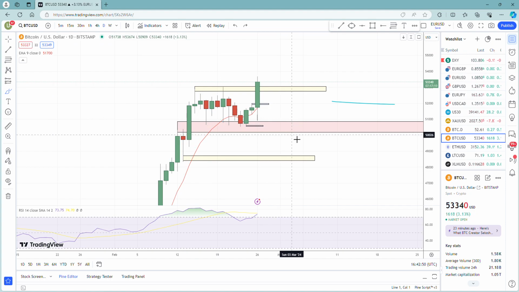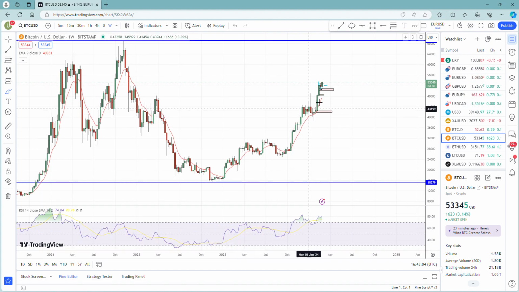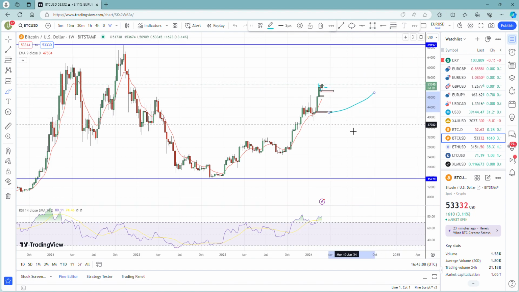Let me just remove the drawing so it's quite clear. I told you price would get to this point here, which it was in my last video, and retrace back. It's now back to this daily level, and price we expect to go up. Where do we expect it to go up? Well, I'll show you now. We expect price to go here. I expect price to go here.